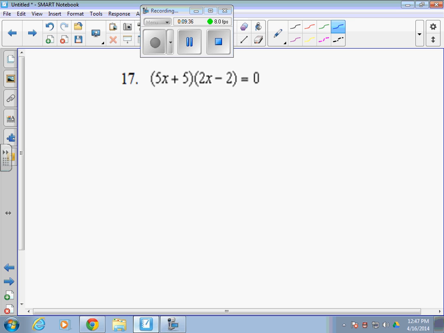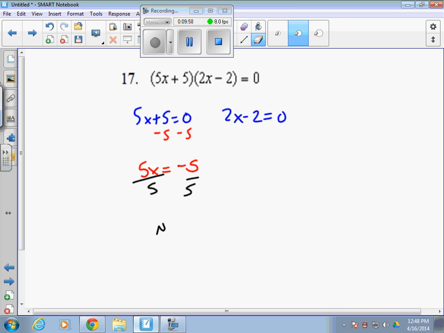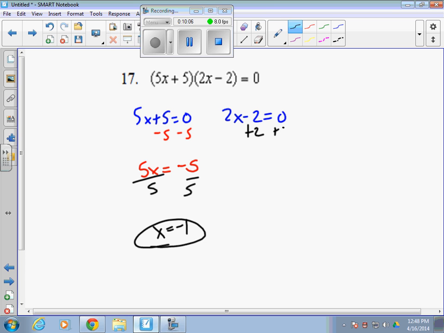And then you're doing the same thing for number 17. You're just doing 5x plus 5 equals 0 or 2x minus 2 equals 0. Undo plus 5 by subtracting it. 5x equals negative 5. Undo 5 times something by dividing by 5. Negative 5 divided by positive 5 is negative 1. Undo minus 2 by adding it. 2x equals 2. Undo 2 times something by dividing by 2. x equals 1. Negative 1 or positive 1.